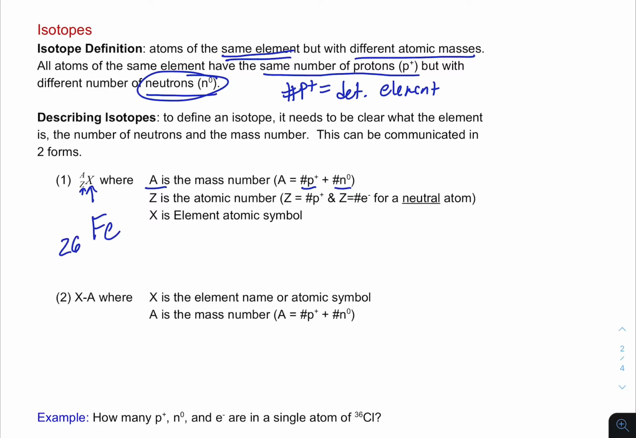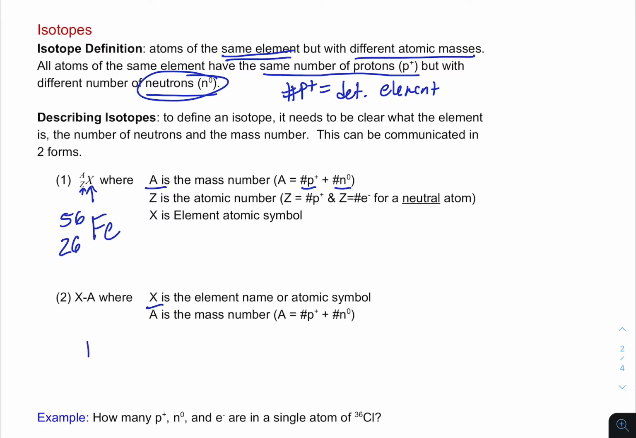So this is what would differ between different isotopes. Let's say, for example, we had isotope 56 for iron, and that would tell us how many electrons and neutrons and protons we would have. We can also write this out as X, where X is the element name or the atomic symbol, and then in front of that, or after that, excuse me, we would write the isotope number, and that tells us its mass.